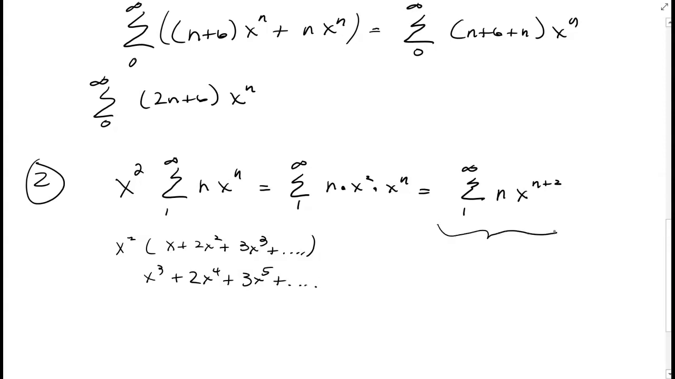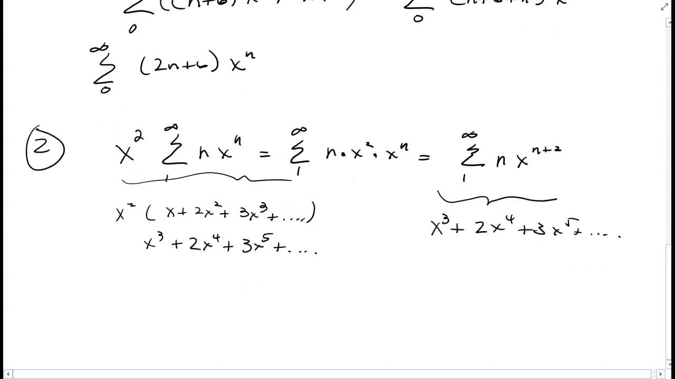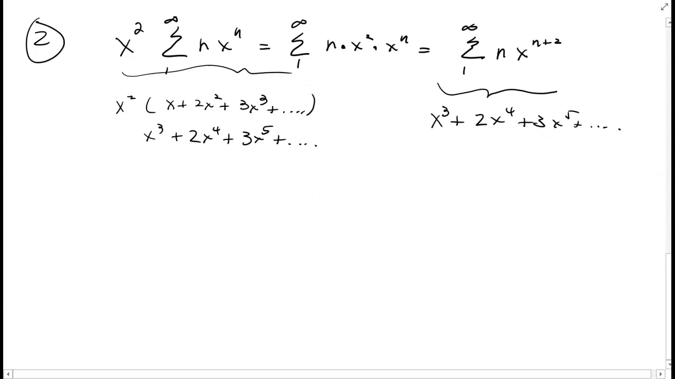And then if you go ahead and work this out, you'll see, oh, what do you get? When it's 1, you get your x cubed. When it's 2, you get your 2x to the 4th and then your 3x to the 5th, dot, dot, dot. So you can see that they both come out the same. Now, as I said, this one is one of the most important ones.